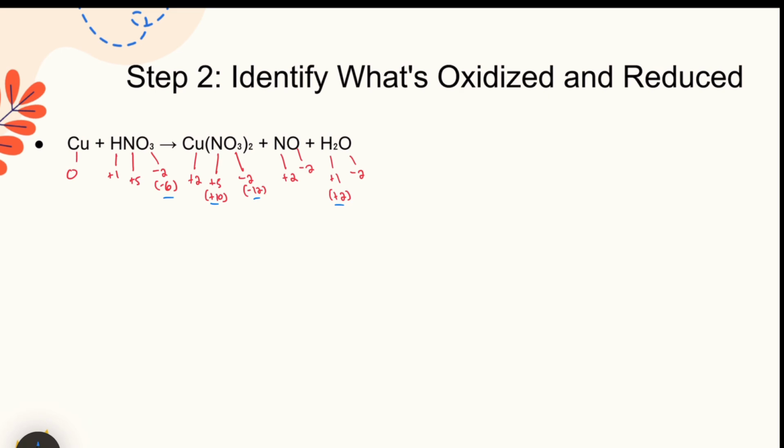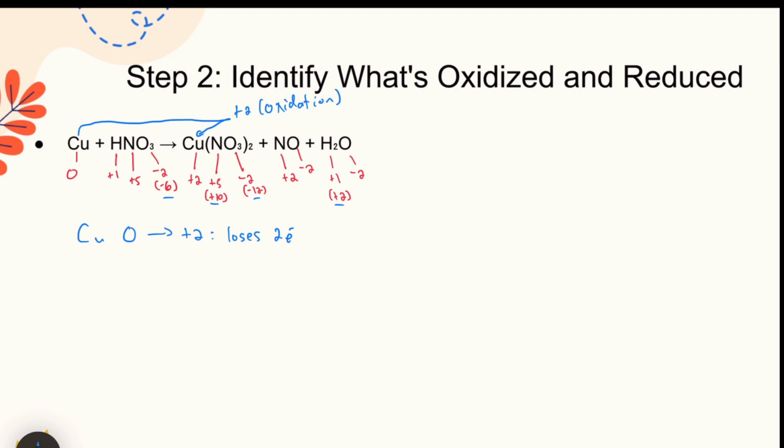So if I look at copper, it goes from 0 to 2 plus over here. And so if copper is going from 0 to plus 2, then that means that it loses 2 electrons. And so that undergoes oxidation.